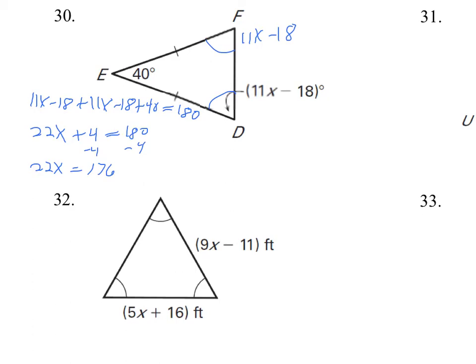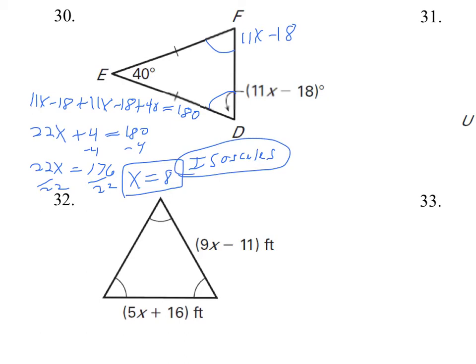And then let's divide by 22. So 176 divided by 22, and we get 8. So our answer for x is 8. We did know that this was an isosceles triangle right from the beginning because two sides are the same. And we do know the angles of this, or at least we can figure it out. So we just figured out that x is 8.